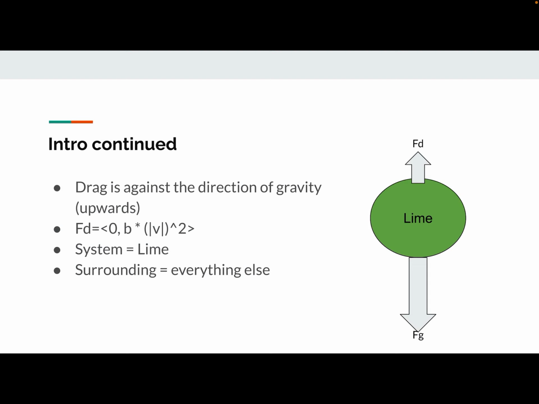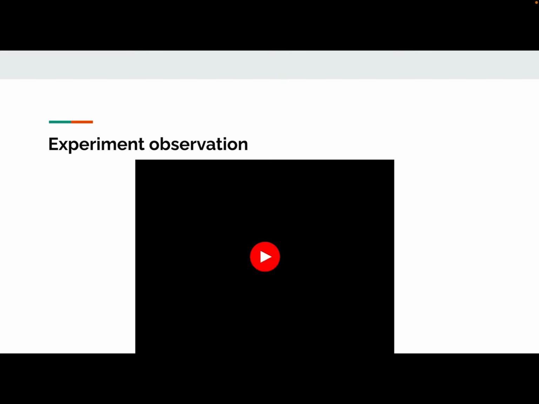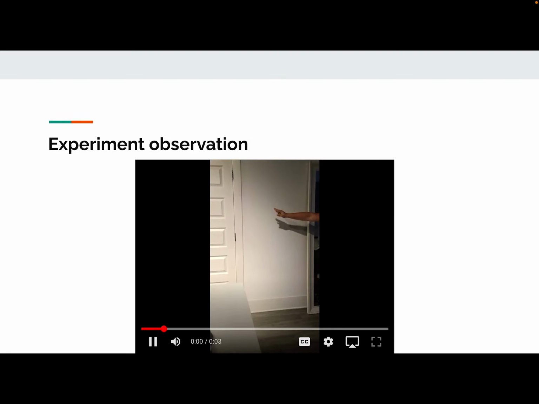Additionally, we need to know that the system is the lime, and the surroundings will be everything else. Therefore our goals will be to observe the position over time of the object, in my case the lime, and compare the motion with GlowScript and Tracker, with and without the drag force in GlowScript. The main assumption is that there's only motion along the y-axis. Here's a video of me doing the experiment.